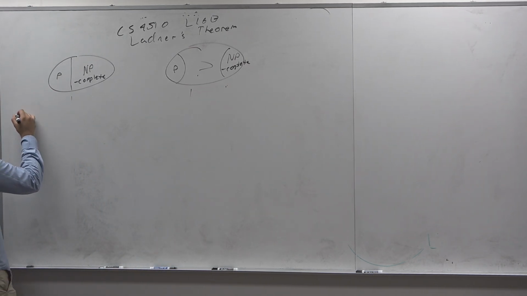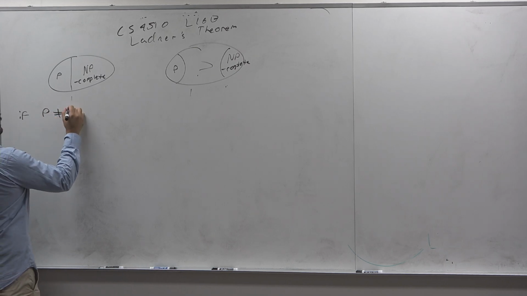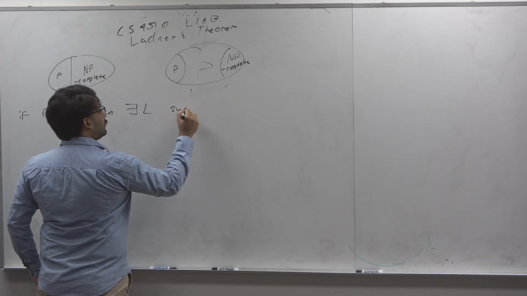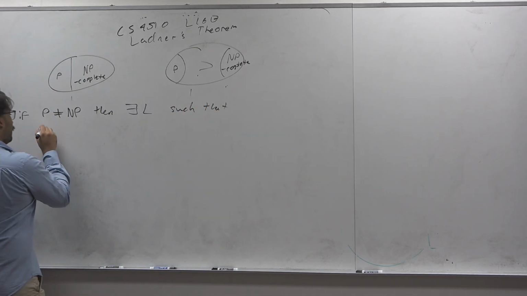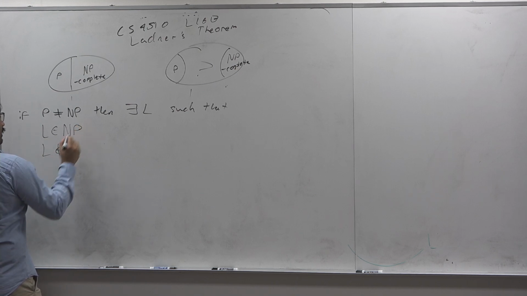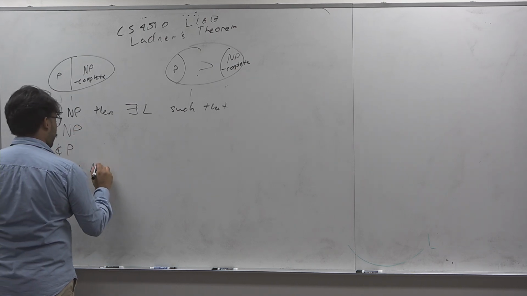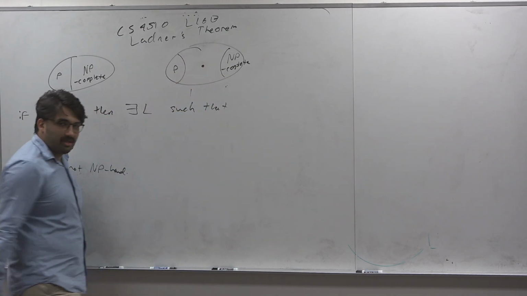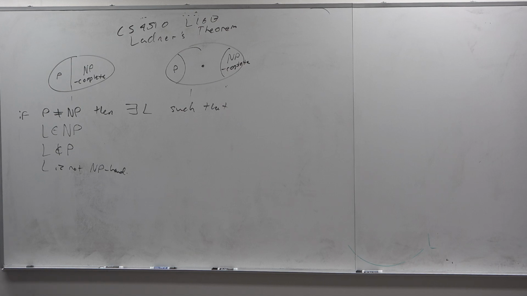So here's Ladner's theorem. If P does not equal NP, and it's conditioned on this, then there exists an L such that L is in NP, L is not in P, and L is not NP hard. So that means there is something that goes here if P does not equal NP. Now if P equals NP, then of course everything that's NP complete is also in P. So if P equals NP, these smush together. What Ladner's theorem proves is there is a middle-ish zone if P does not equal NP.